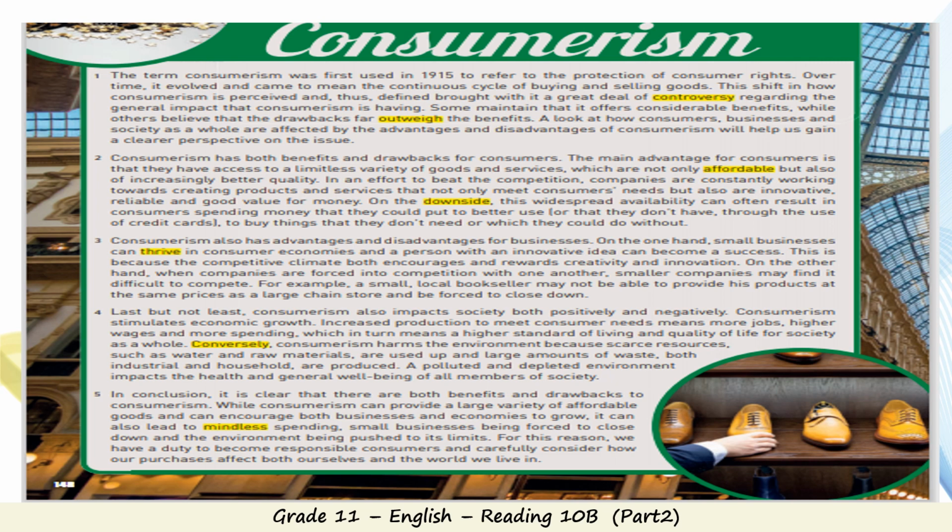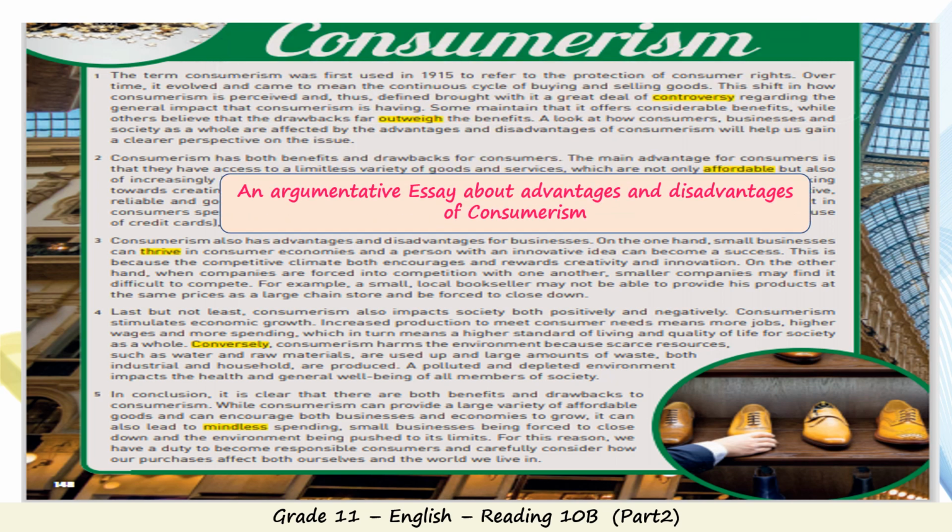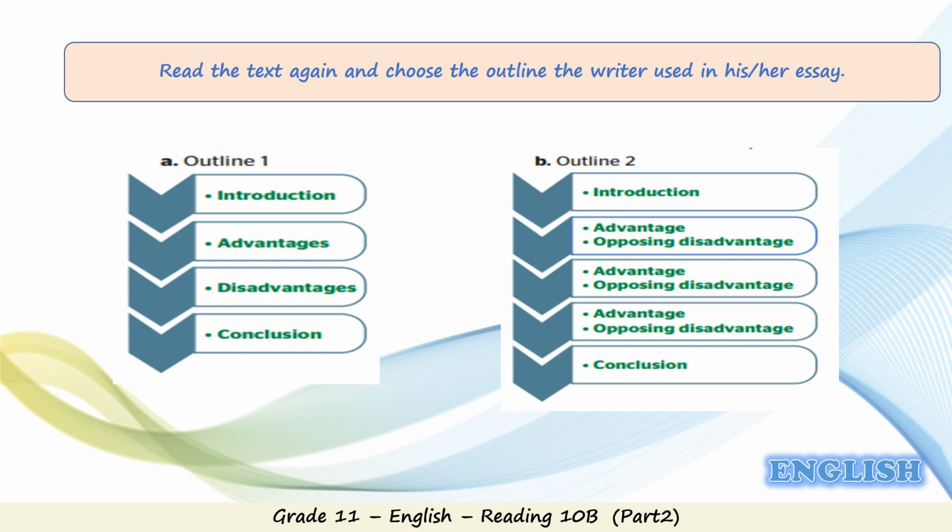As a reminder of the previous session, we have said that the text type is an argumentative essay, and it has 5 paragraphs. It is about advantages and disadvantages of consumerism. So let's start with question 1. Read the text again and choose the outline the writer used in his or her essay.